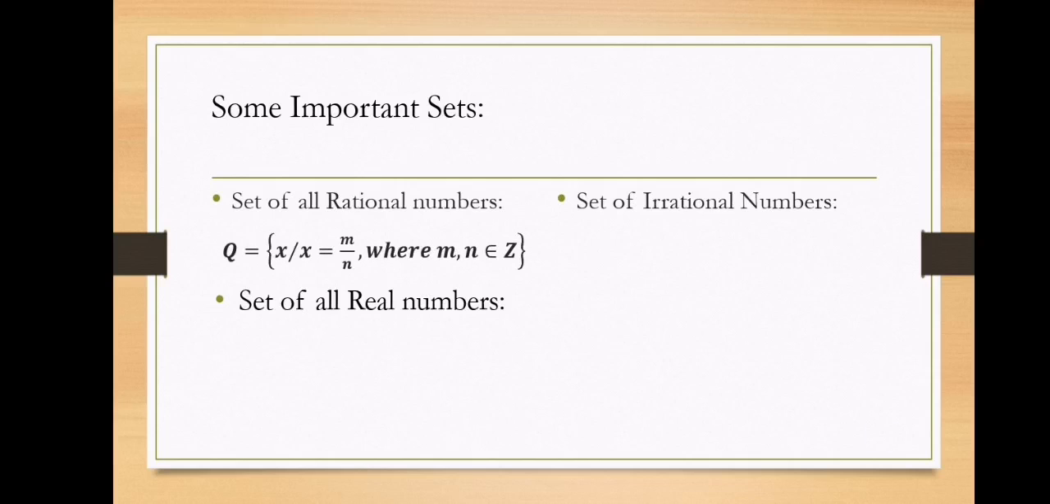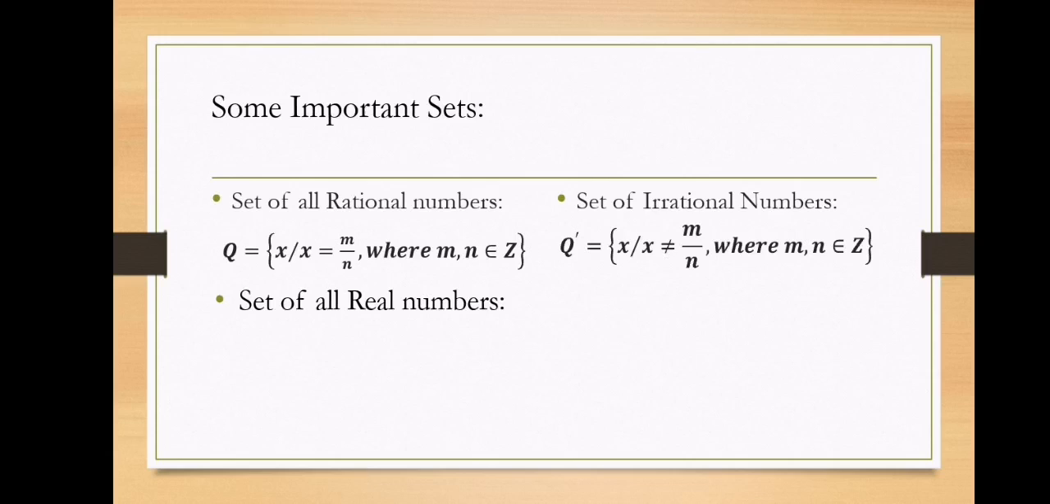Then comes the set of all rational numbers. We have already learnt about the set of all rational numbers in the junior classes. The numbers which can be written in the form of p by q, or which are in fractional form, are considered rational numbers. So here we are going to represent it by the capital letter Q, and it is equal to x such that x is equal to m by n. M by n means the numbers in the form of a fraction, or the lowest form of a fraction, are considered rational numbers, where m and n belong to the set of all integers. Then comes the set of irrational numbers.